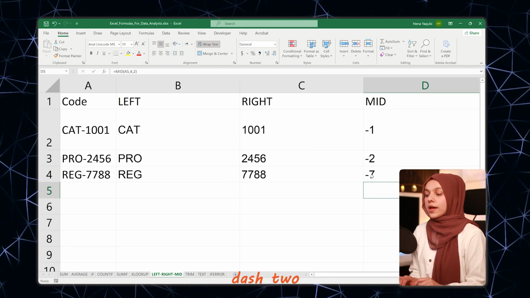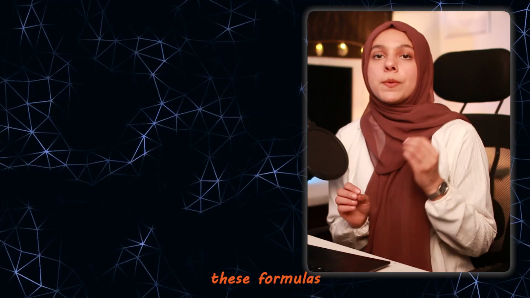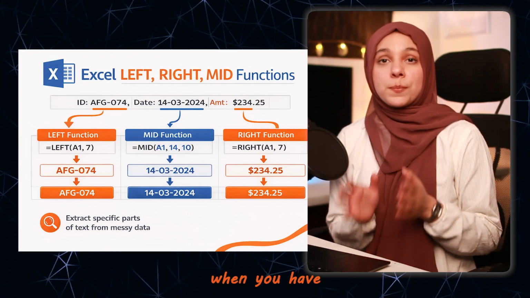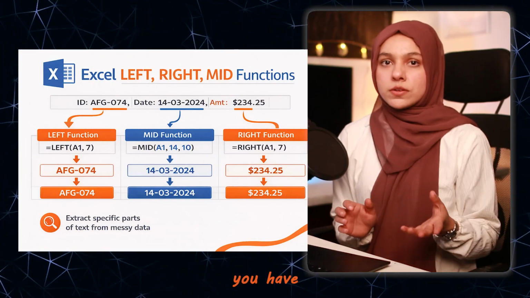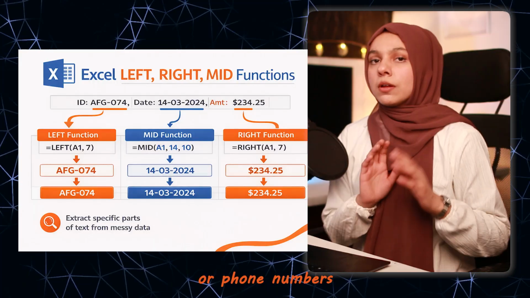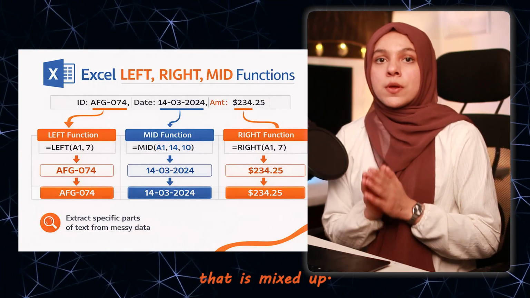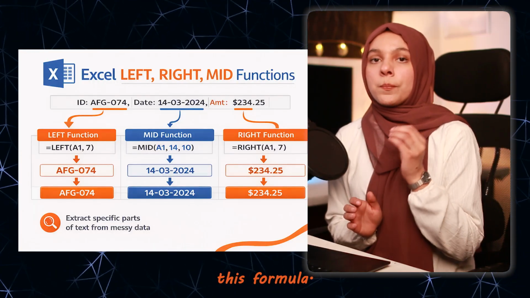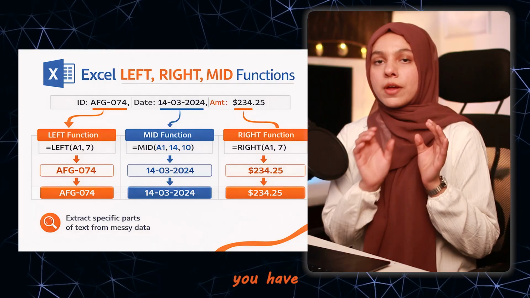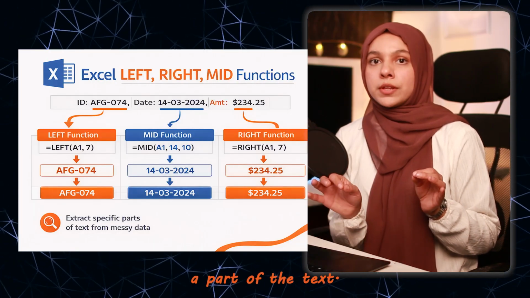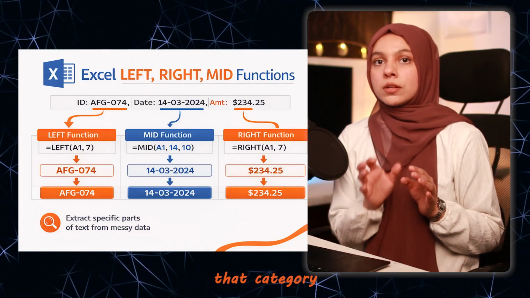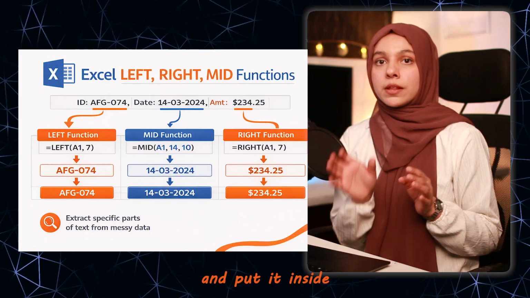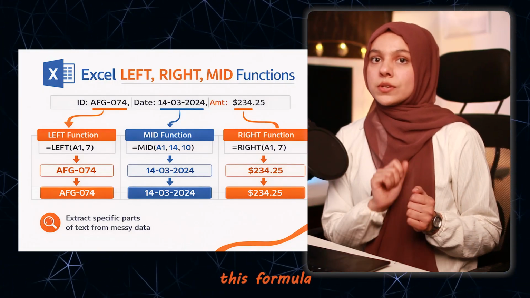Yes, -2 and -7. These formulas will be very helpful for you when you have messy data. For example, you have invoice numbers or phone numbers, or any kind of data that is mixed up. That's when you can use these formulas. For example, you have a category inside a part of the text, and you want to extract that category from that text and put it inside another column. So you can use these formulas to extract the category.